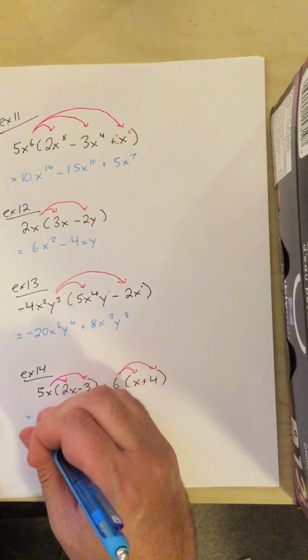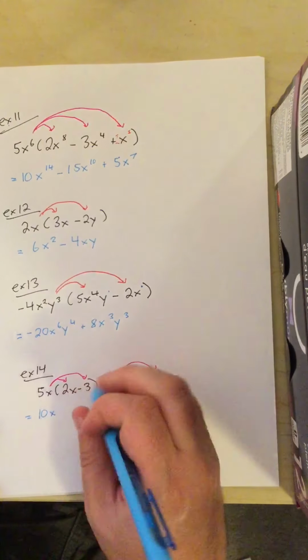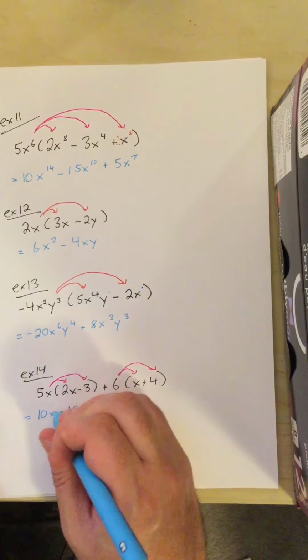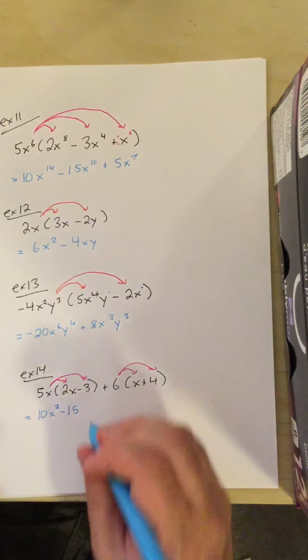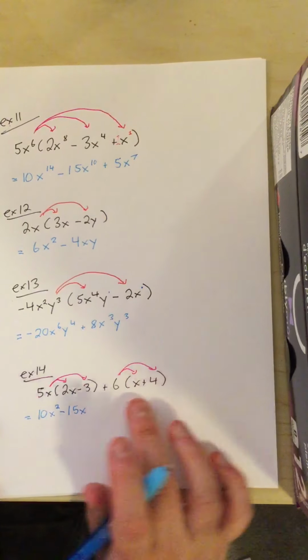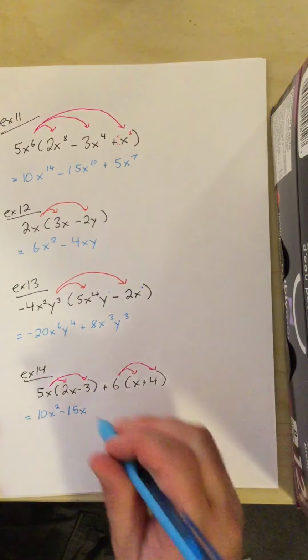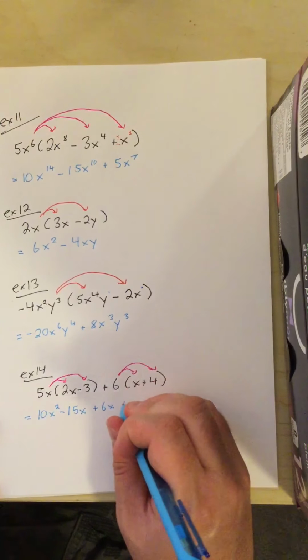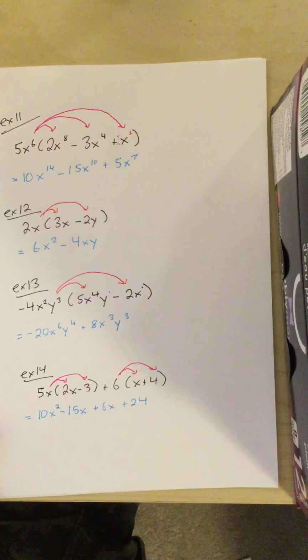For the first one, 5 times 2 is 10x. 5 times negative 3 is negative 15. Oops, sorry. X times x, that should actually be x squared minus 15x. And for the same one over here, plus 6 times x is going to be plus 6x, and 6 times 4 is 24. But we are not done.